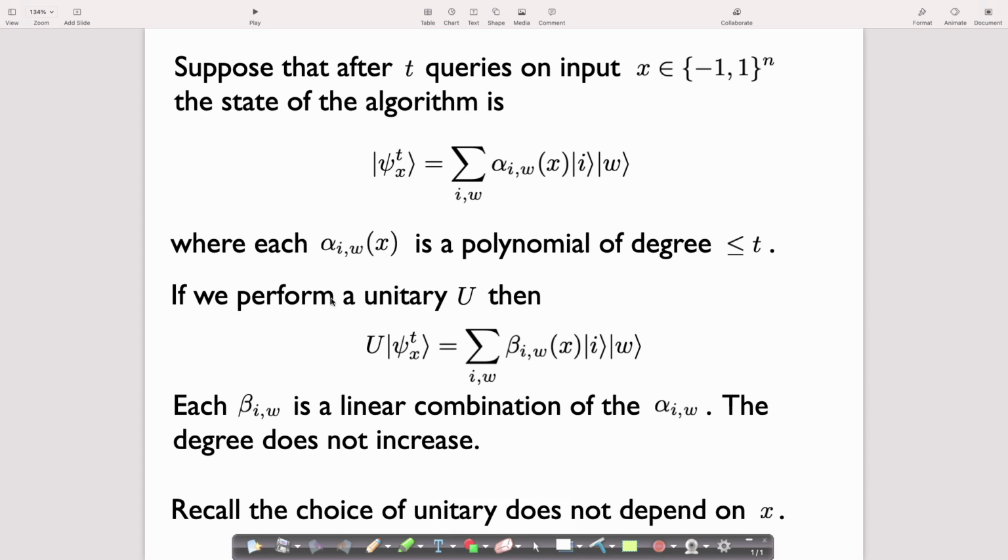Because this unitary is chosen at the start of the algorithm. It's completely independent of the input x, right? The only information that we get about the input x is through the oracle operations, the oracle queries. So actually this step does not increase the degree. Now we've seen by induction that doing one step of the algorithm can only increase the degree of our amplitudes here by at most 1.